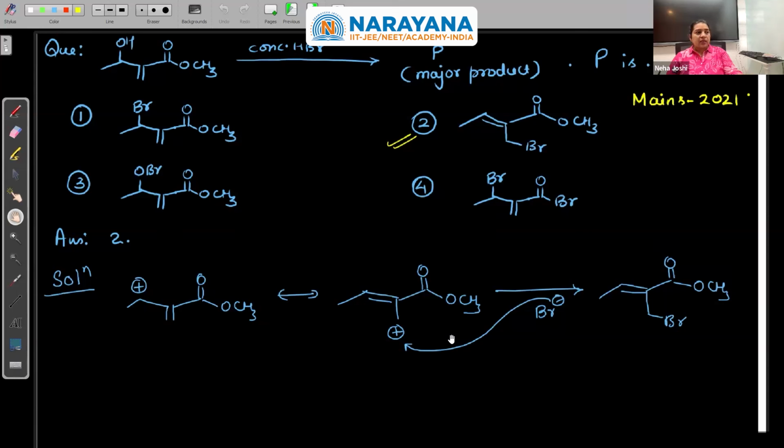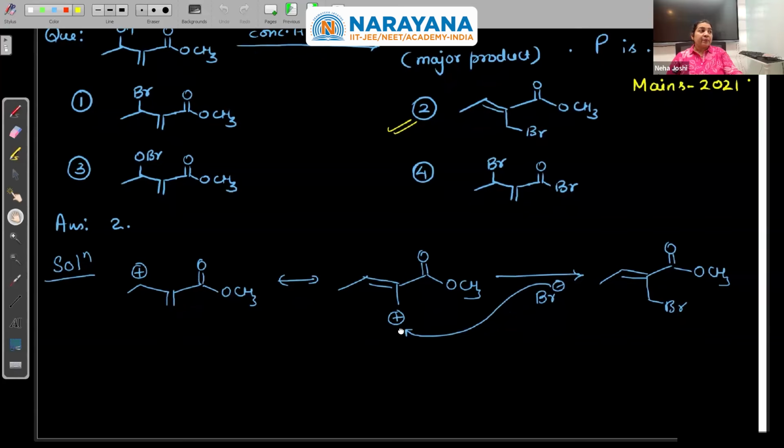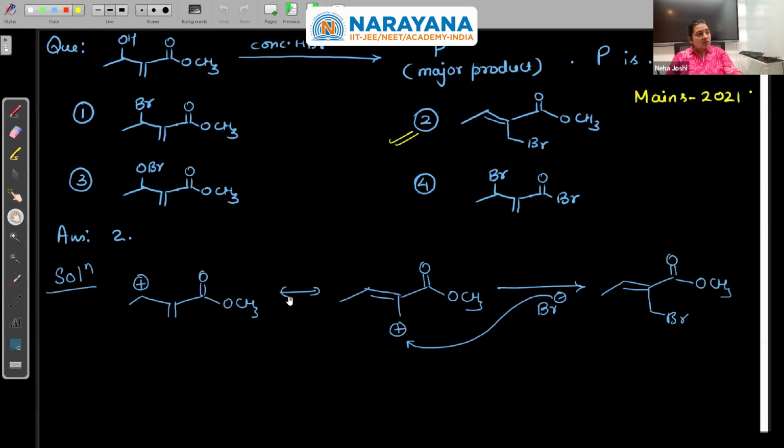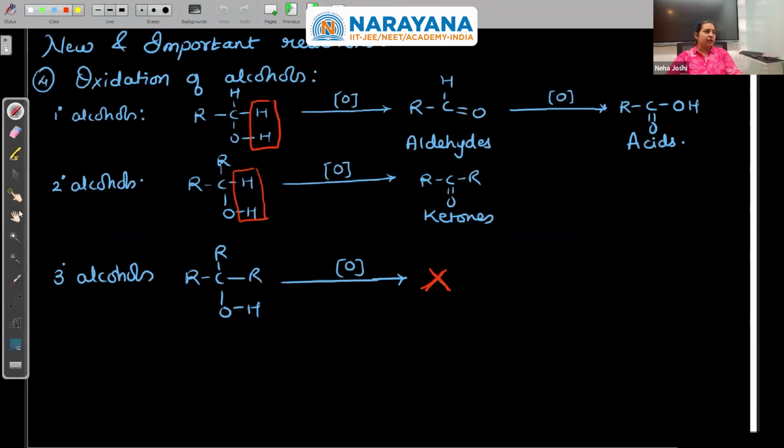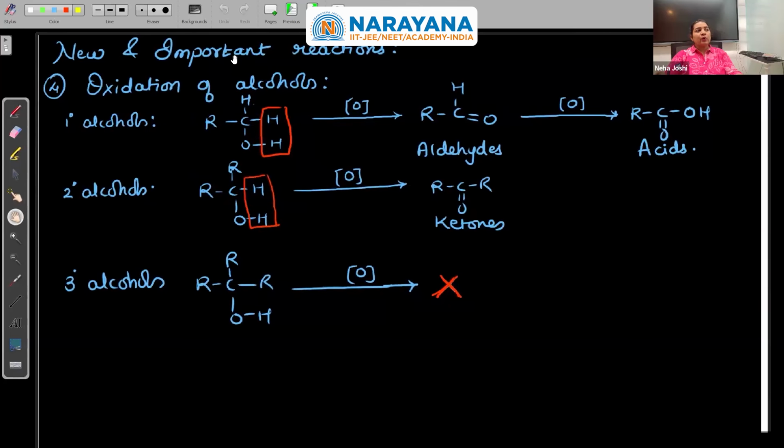It appears that I am forming a full carbocation, but maybe it could have been a possibility that it was a direct SN2 prime also. Okay, because of this, there could have been some decrease in stability of carbocation. So it could have been a combination of SN1 prime or SN2 prime. Clear?